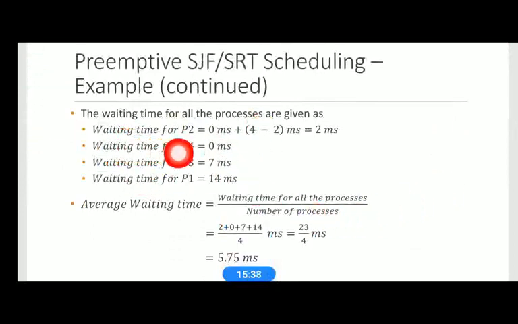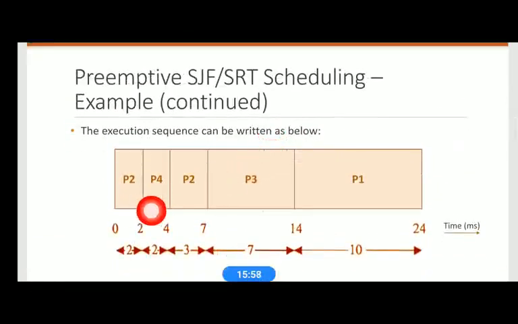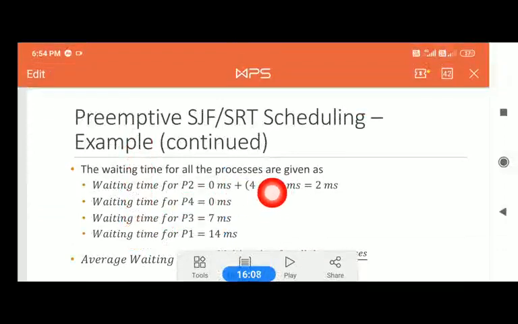You see, the waiting time for P2: initially there is no waiting time for P2, means soon after execution starts, P2 is allocated and starts execution, so 0 millisecond. But here P2 waits from here to here in the queue so that P4 can be executed. 4 minus 2 will be the 2 millisecond waiting here. So total waiting time for P2 is 2 millisecond.